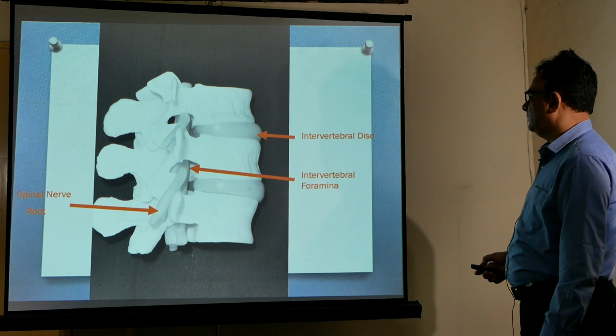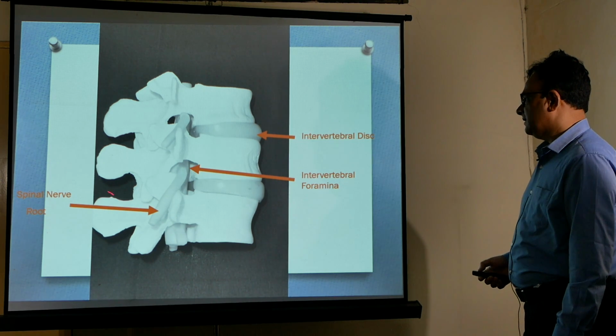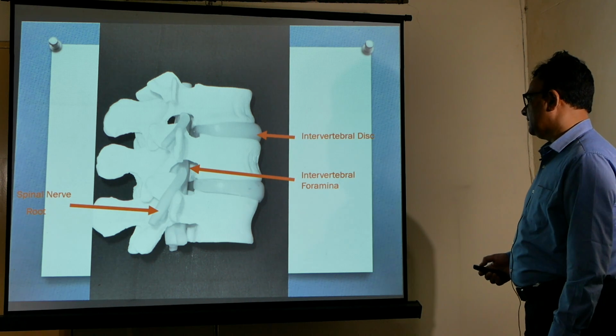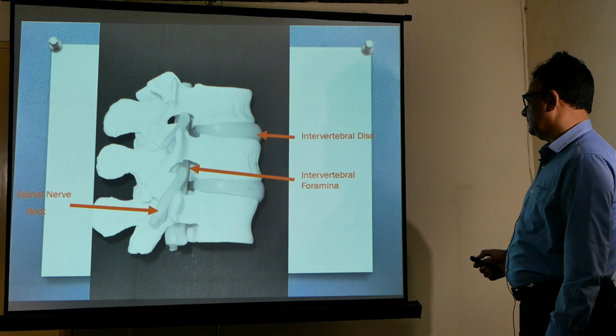This is the lateral view. Spinal nerve roots exit from here. This is the intervertebral foramina. This is the intervertebral disc.